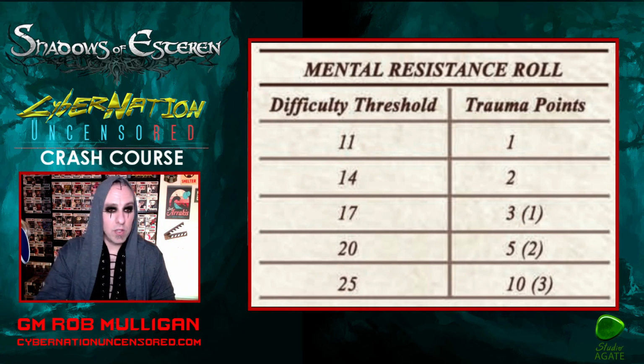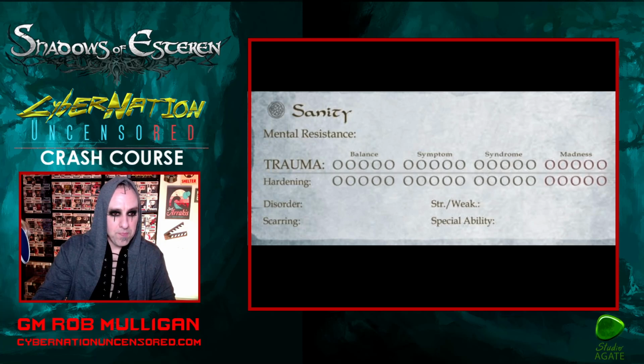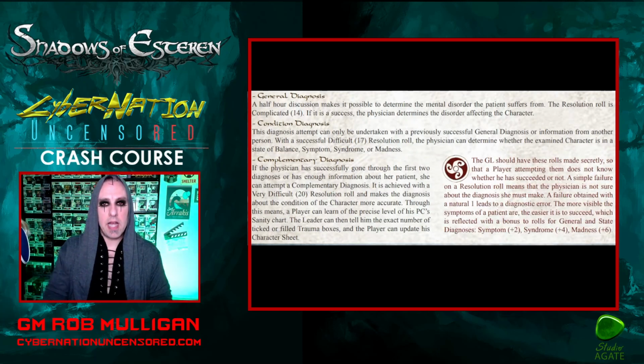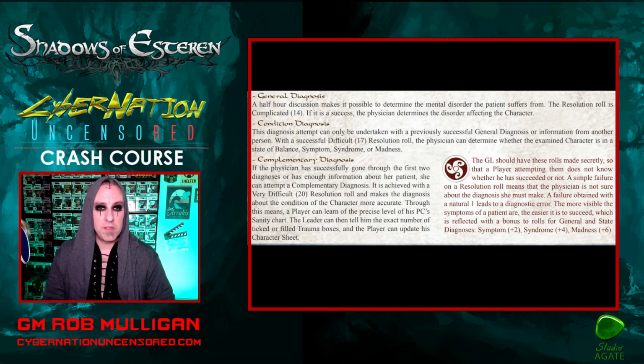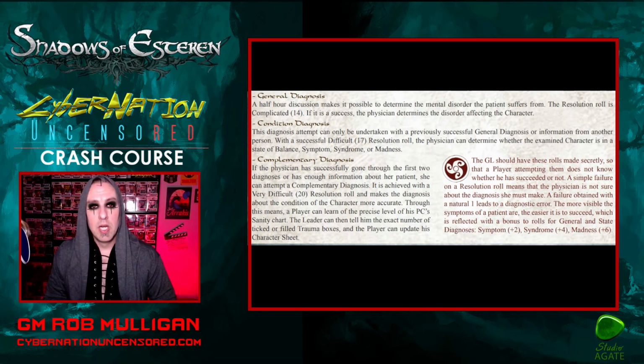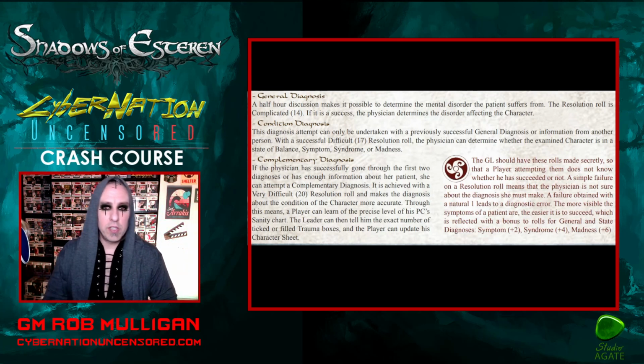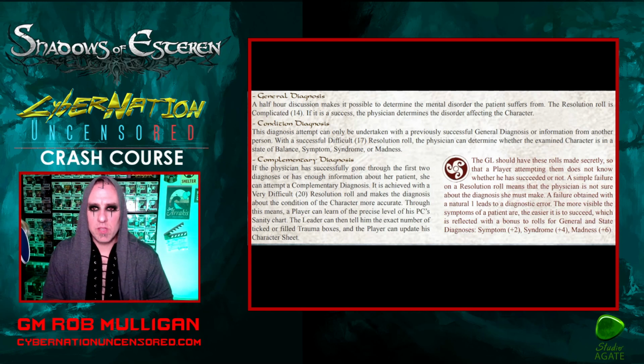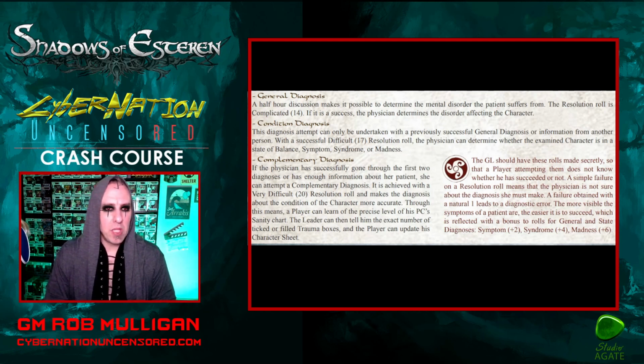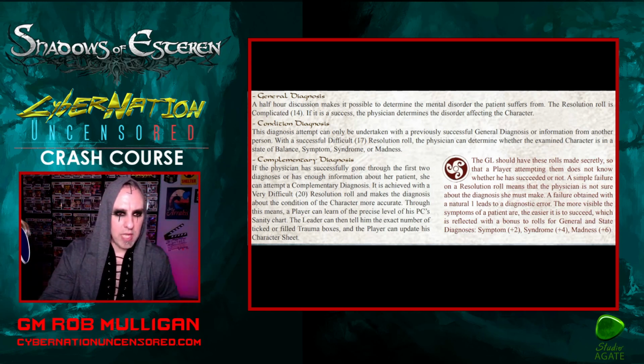But it isn't until you get into that diagnosis. Let me bring us back up here. And until you get into this diagnosis, and the complementary diagnosis to be specific, with that very difficult 20 resolution roll, that the players will find out exactly where they are at in that chart. But if they do figure out where they are at in that chart, at that point they can fill it out, and now they know. And then they can work on ways to heal that, right? So there's different ways that they can heal that. I'll go over that in a moment.